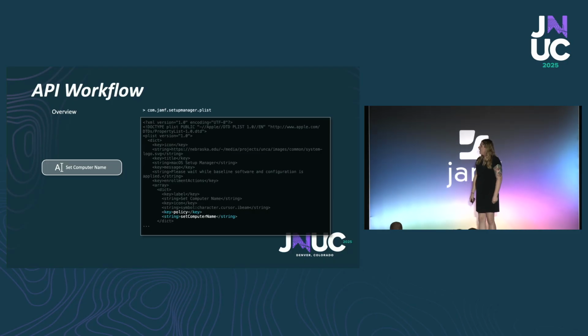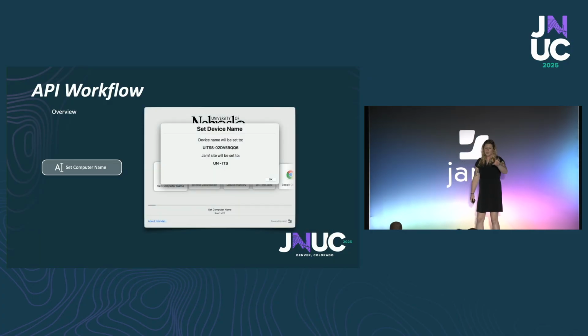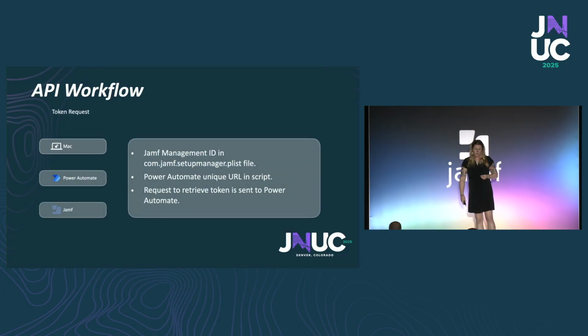So here's our setup manager plist again. We kicked off that set computer name policy. And again, it looked like that. So from this point forward, when you hit OK, we're going to kick off the rest of our script, right? In that script, we're pulling the Jamf management ID, so the long string that's unique for every Jamf device. We're sending that down to the device through that Jamf setup manager plist file. We're also giving a unique URL for that Power Automate flow in that script. And that request to retrieve that token is sent to Power Automate.